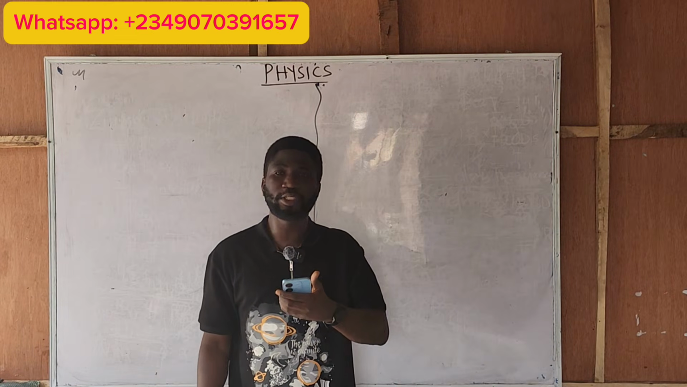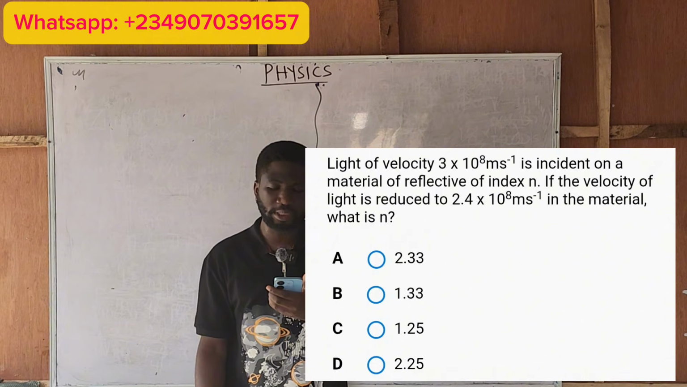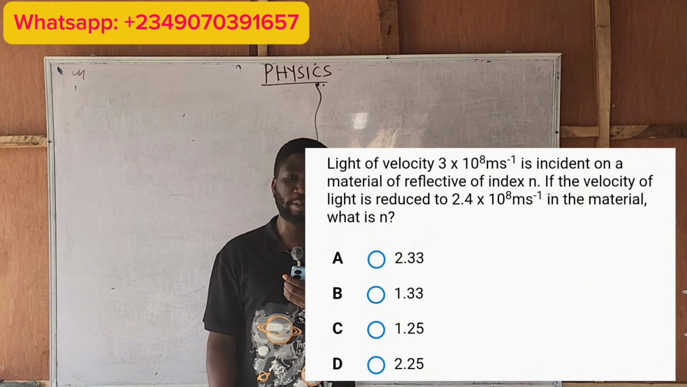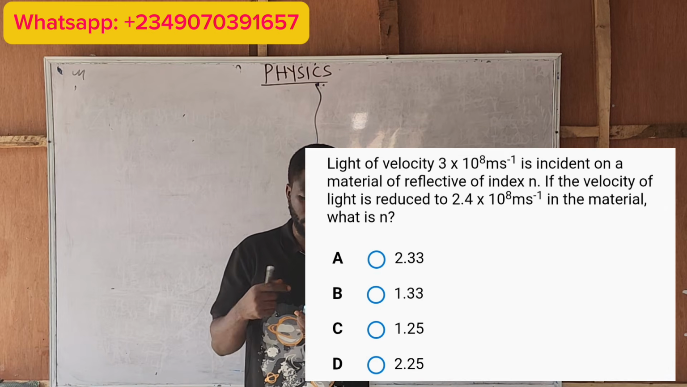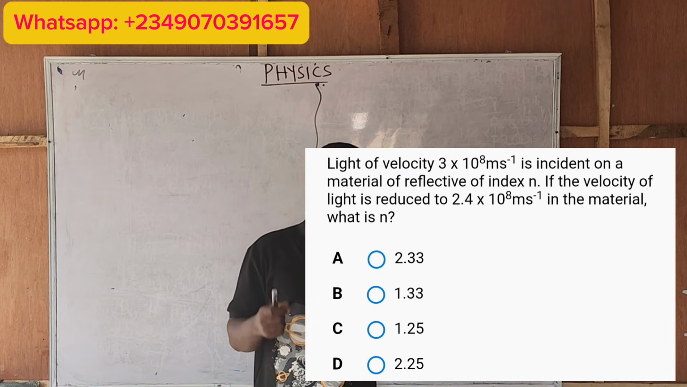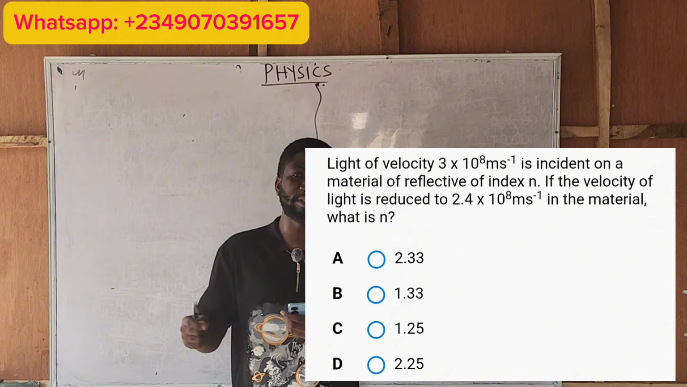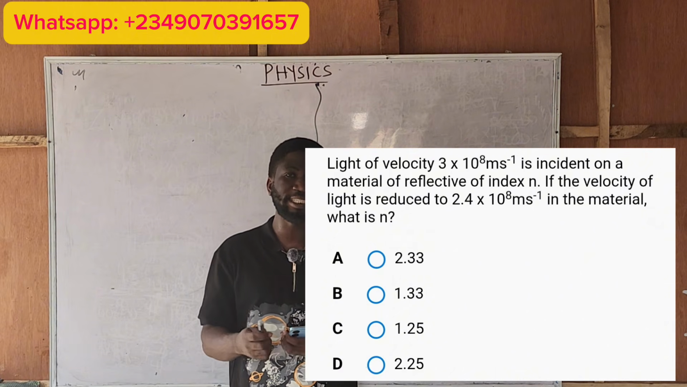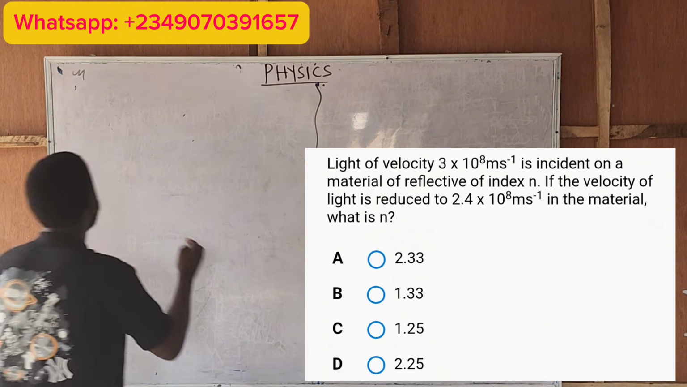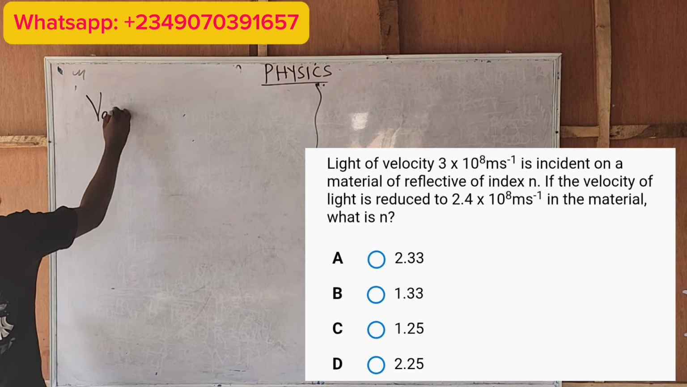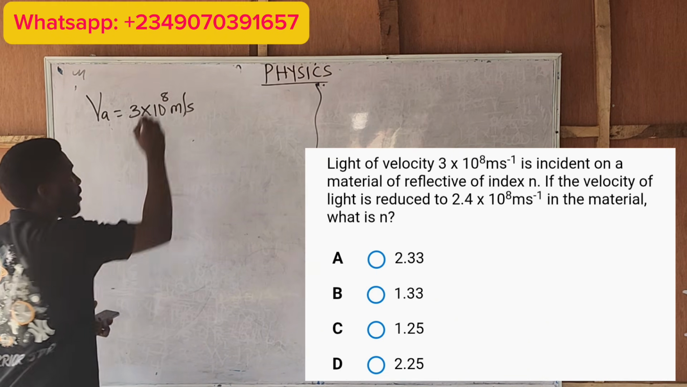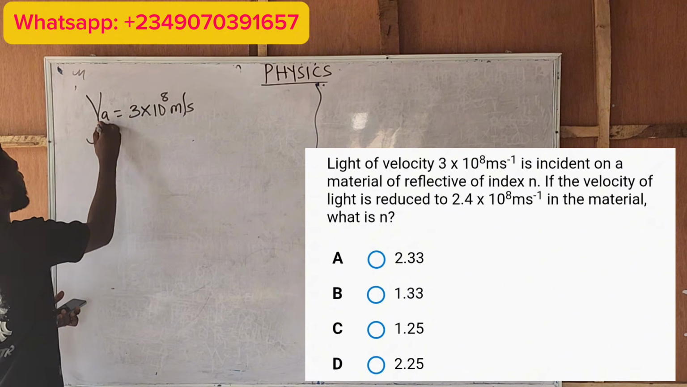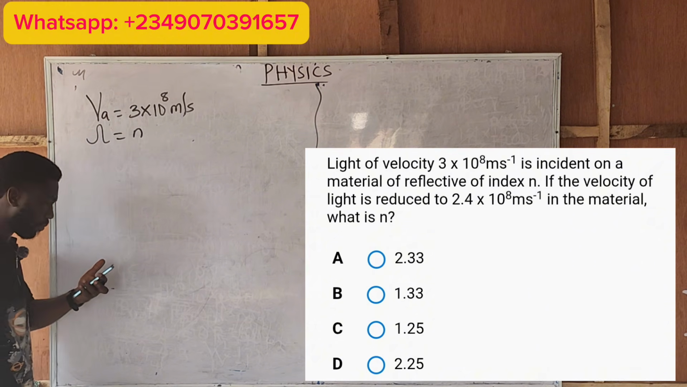And the very last question says, the light of velocity 3 times 10 raised to power 8 meters per second is incident on a material of refractive index N. So from the value we have here, the 3 times 10 raised to power 8 meters per second represents the speed of light in air. And we are being told that the refractive index is N.